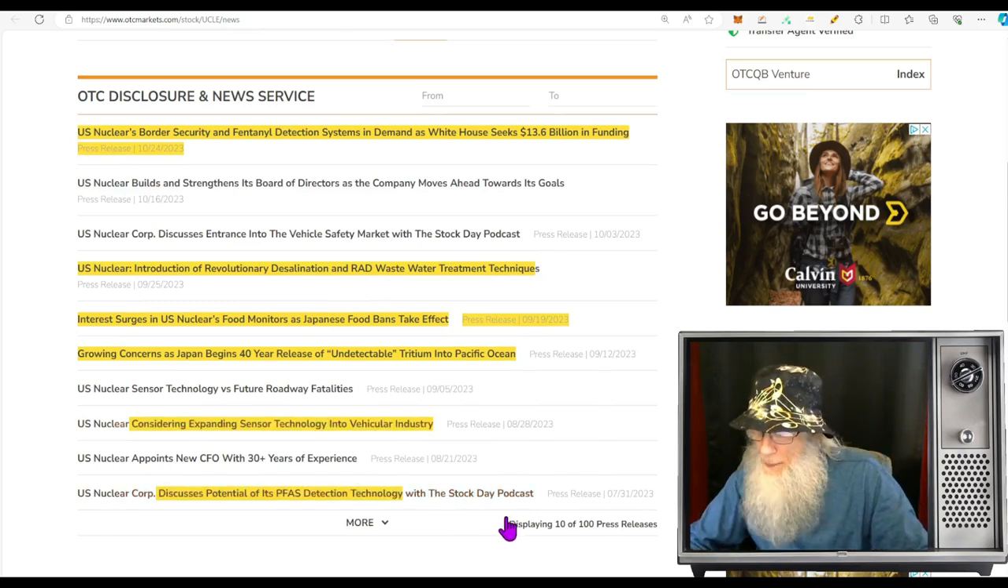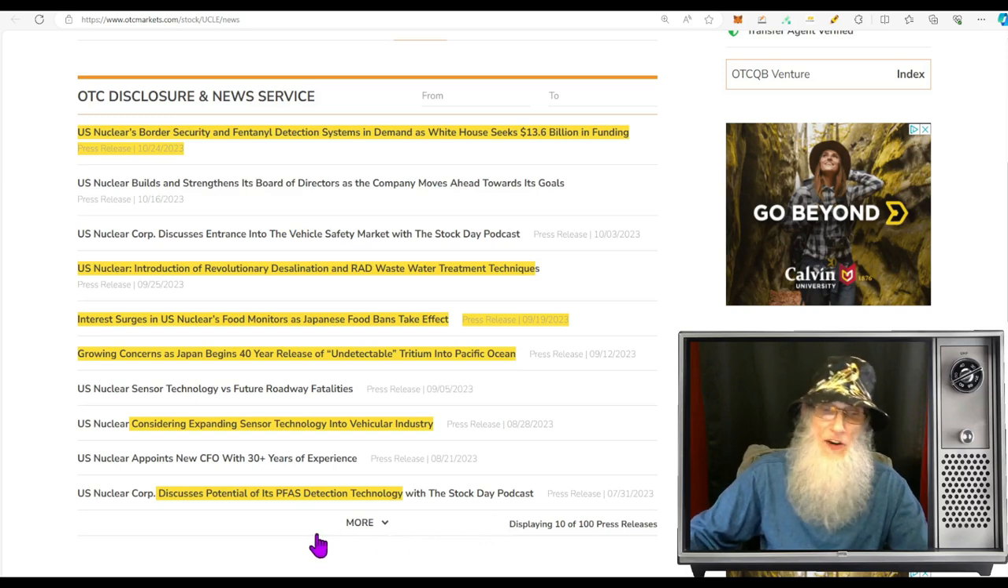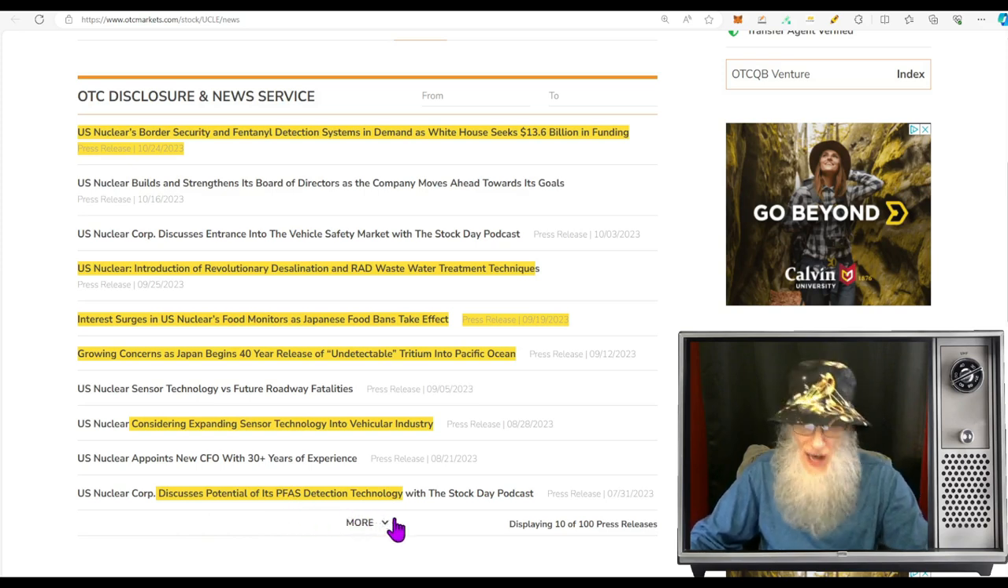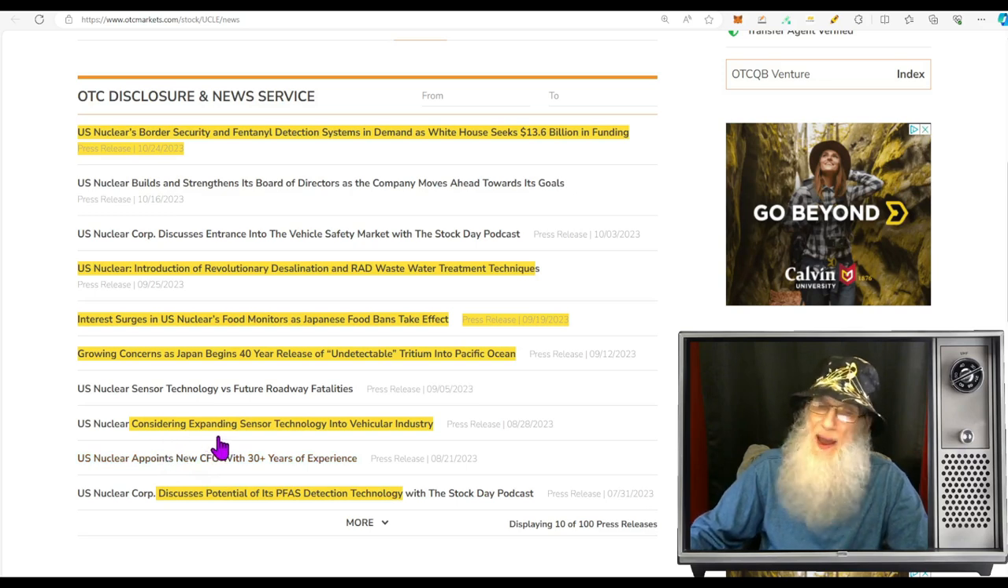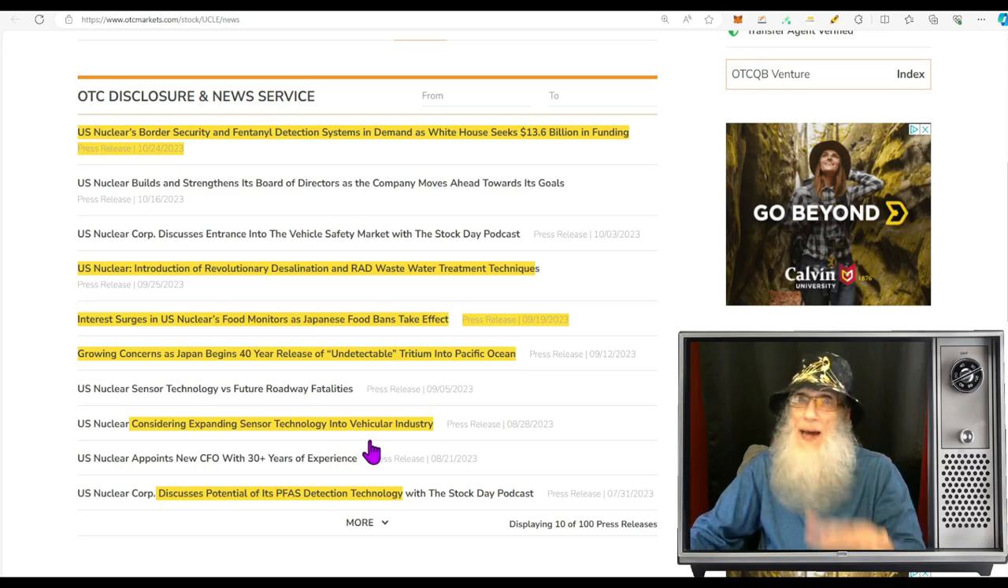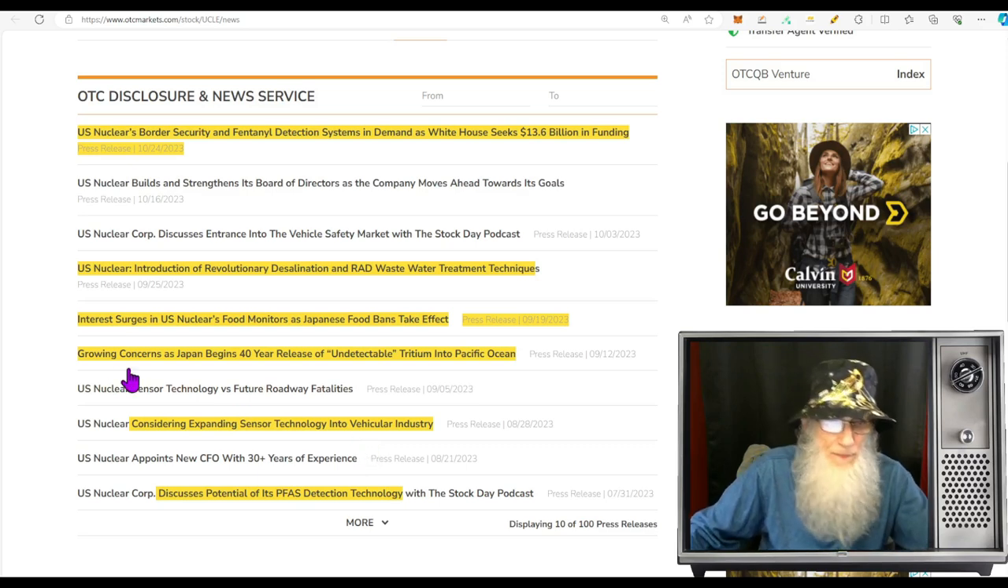I have gone all the way back here to July, the very end of July. The company discusses the potential of its PFAS detection technology. I don't know exactly what a PFAS is, but I did look it up. It's a serious poisonous toxin that can kill people that gets in our waters. So I'm glad someone's paying attention. Another one here, the company is considering expanding sensor technology into the vehicular industry. I have not dove into that. I'm not quite sure how their technology can work with it. So that would be interesting.